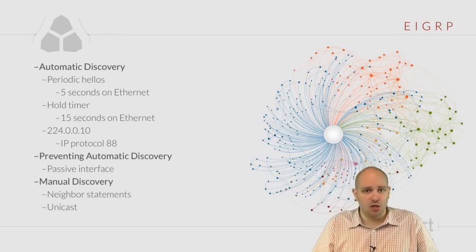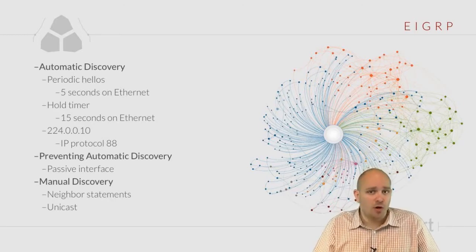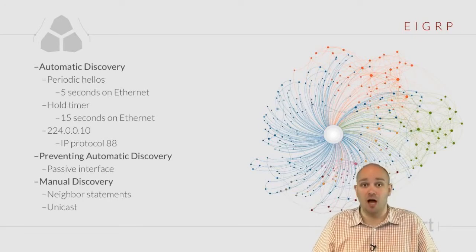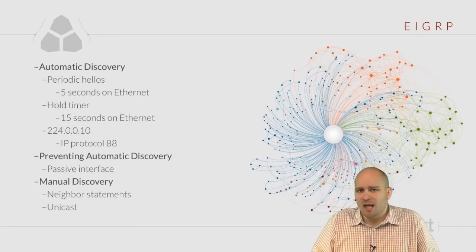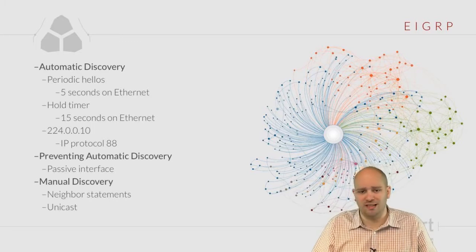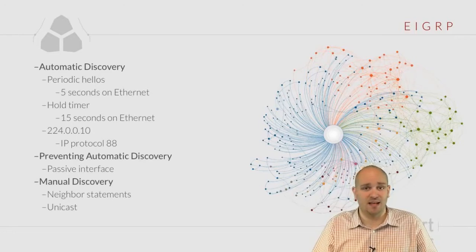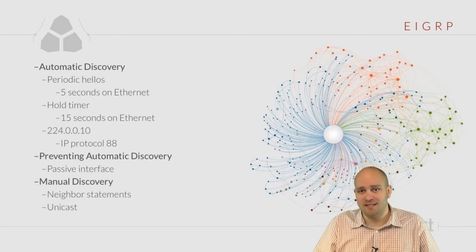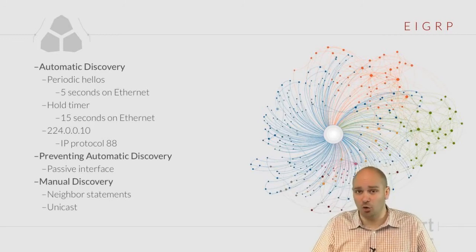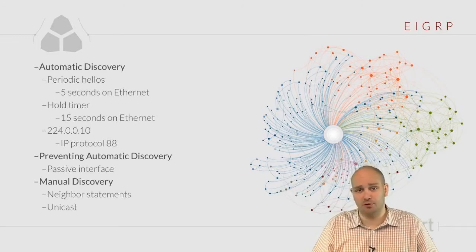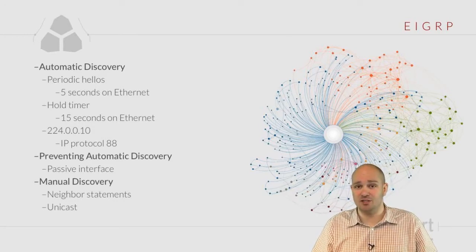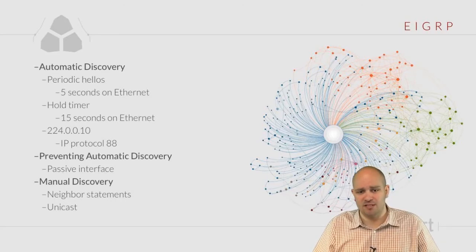Now, if we don't hear from a neighbor for a certain period of time, we are going to declare that neighbor as dead or unreachable, unavailable on this network segment, and we are going to discard information that we have learned from that neighbor. The default hold timer is 15 seconds on Ethernet, or as we can see, 3 times the hello interval. These hello messages are sent to the link local multicast destination of 224.0.0.10, and they are not sent as UDP or TCP messages. They are sent with a special protocol type 88, which signifies that these messages are actually EIGRP messages.